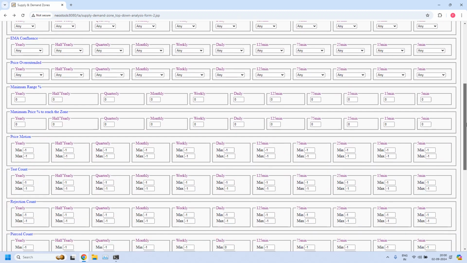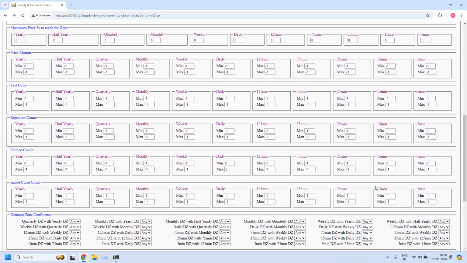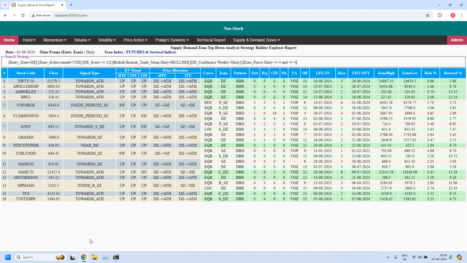For entry time frame daily, ITF time frame is weekly. So daily demand zone, weekly demand zone confluence filter I am enabling. So with this filter, let's filter. Now the list has come down to 16. These 16 stocks are supporting bullish trade setup for monthly income trade, and also daily and weekly zones are having confluence with each other.